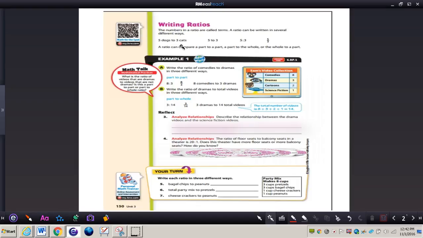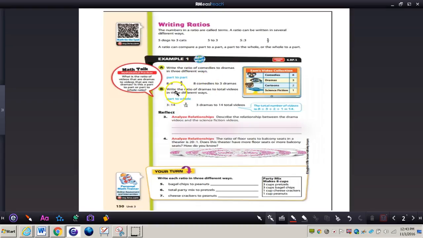It says to write the ratio of comedies to dramas in 3 different ways. So we can see comedies, 8, to dramas, 3. Now you have to write 8 first. The reason for that is because it's asking comedies to dramas. If it said dramas to comedies, then you would flip these two. But since it's comedies to dramas, you make sure that you write the terms in correct order. Okay, so that would be a part to a part.